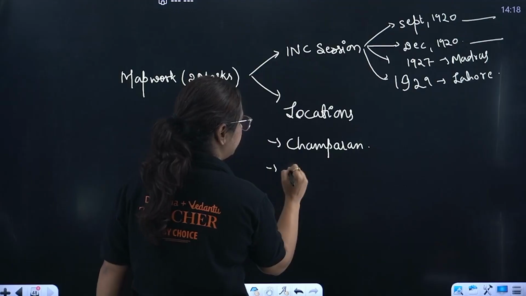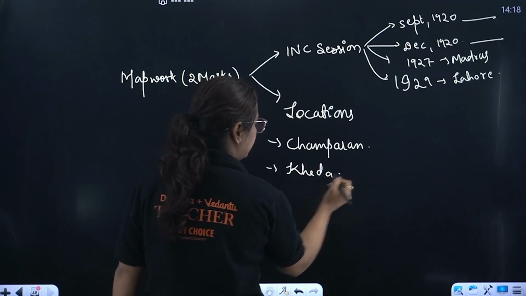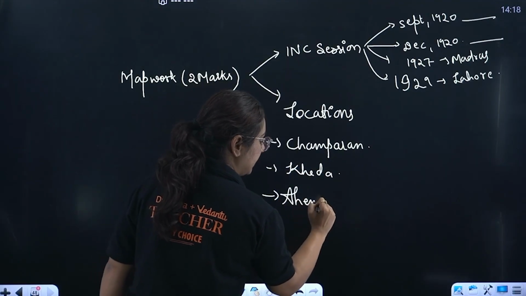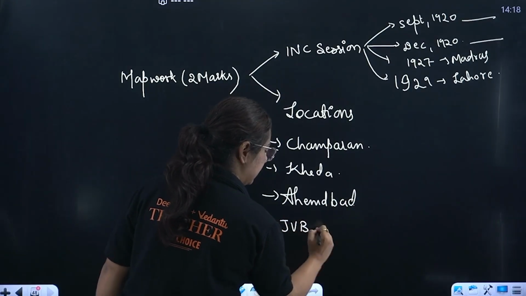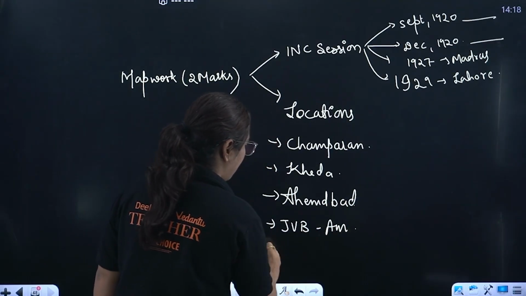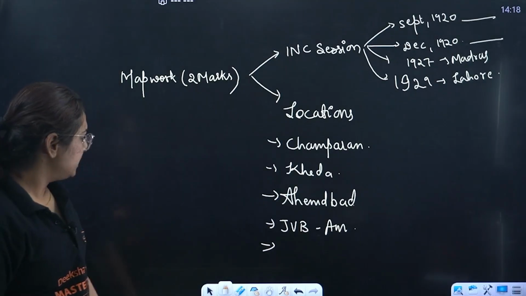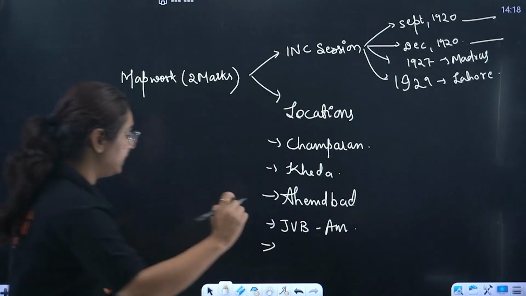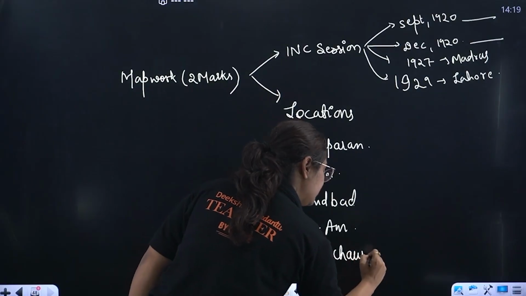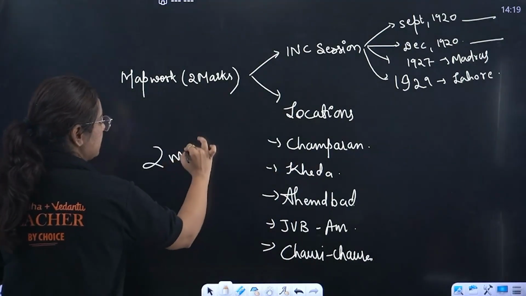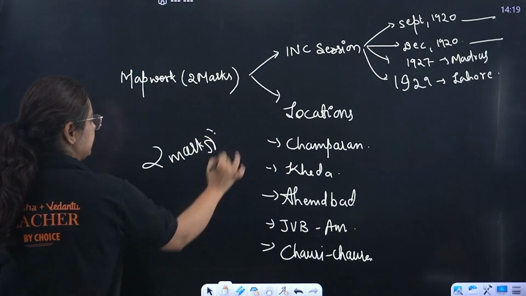Along with that, we have certain important locations of the freedom struggle like Champaran in Bihar. Then we have Kheda in Gujarat. Then Ahmedabad, then Jallianwala Bagh in Amritsar. Yes, one more is Chauri Chaura. If you do this map work today, 2 marks are sorted for your final exams.